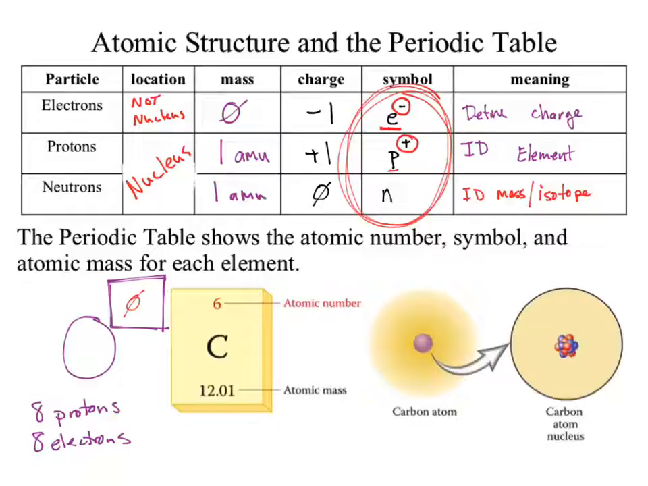I have 8 neutrons. Why? If I said the mass was 16, what contributes to mass? Neutrons and protons. Not the electrons, it's okay. Our protons contributed 8 to that 16, which means the other 8 must come from the neutrons. And we now have the mass of that.